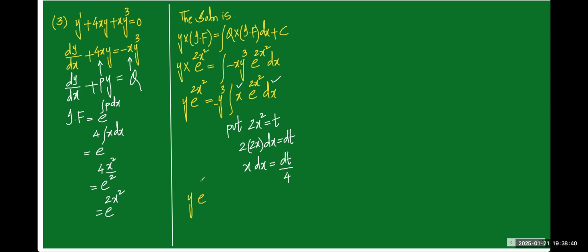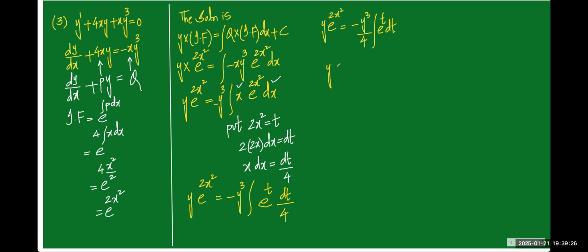No changes on the right-hand side. I don't want to change it. This is equal to minus y cube on the left-hand side. Integral as it is. This x dx can be written as dt by 4, into e to the power of 2x square, which can be written as t. Again 4 is not having any work, so pulled it out. Y into e power 2x square is equal to minus y cube divided by 4 integral of e power t dt.